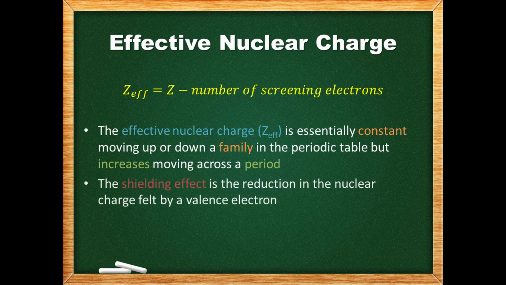The reduction in the nuclear charge felt by a valence electron is often referred to as the shielding effect. While explanations of nuclear and ionic trends such as ionization energy and radii should be centered on Coulomb's law, an explanation of Zeff and the shielding effect are definitely appropriate.